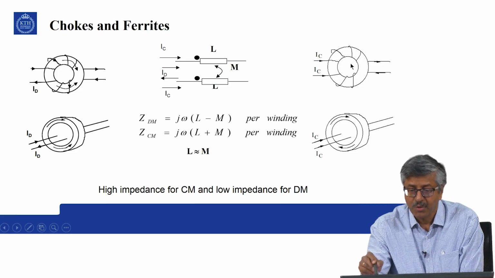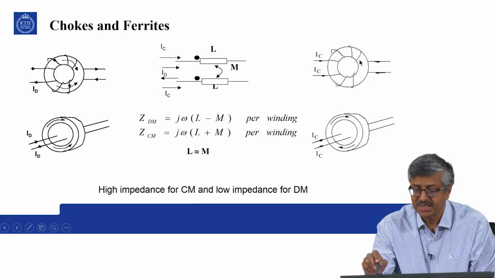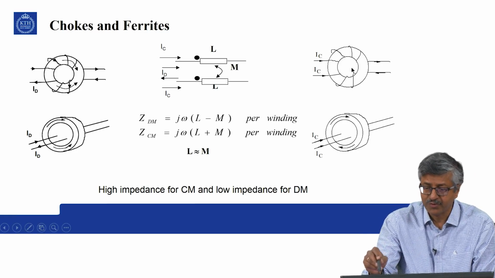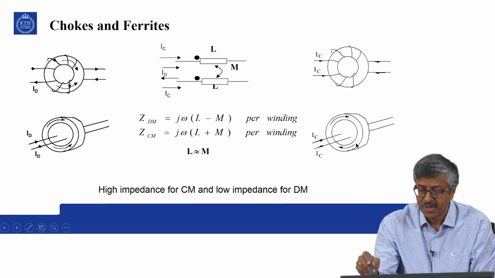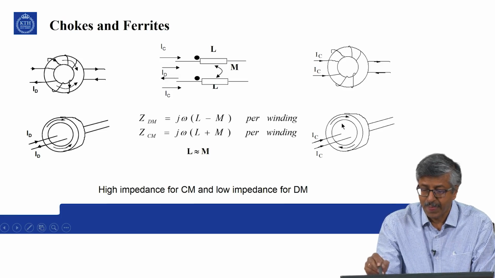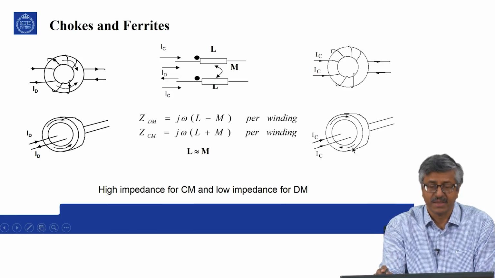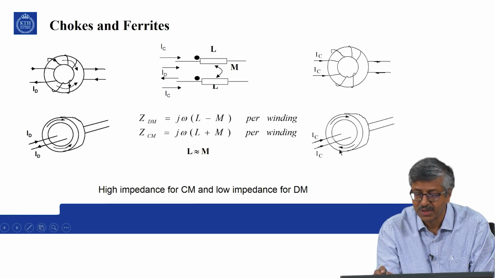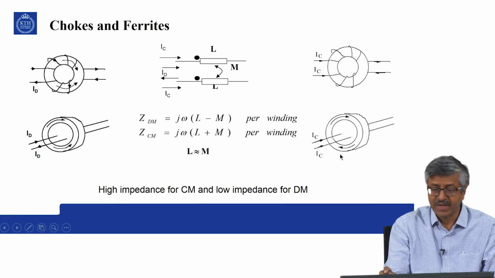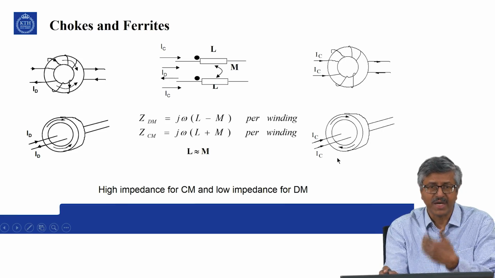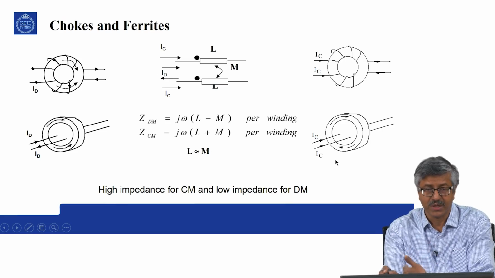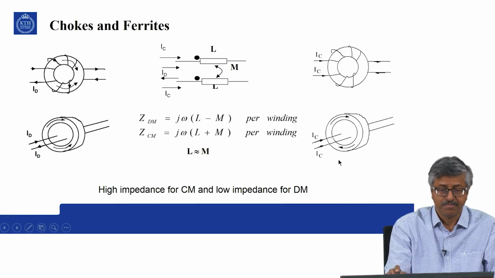Now for common mode type of currents, where the current directions are the same, the fluxes aid each other, and you then have high impedance per winding under common mode noise currents. So it will introduce a high impedance in the circuit, and you block the noise.